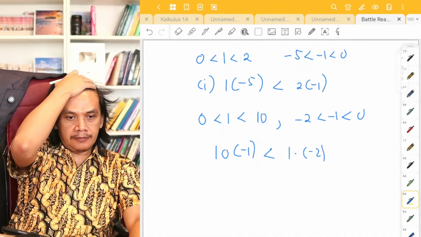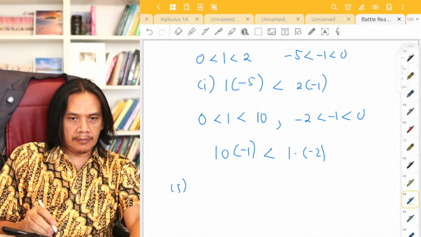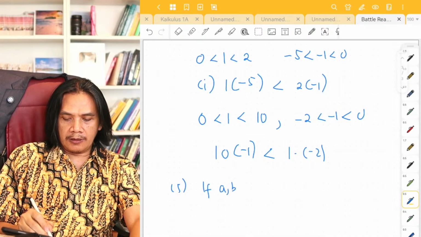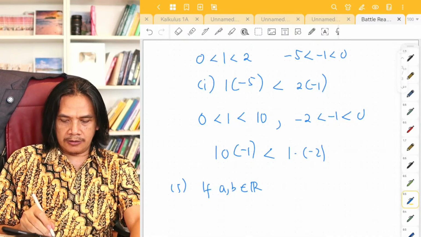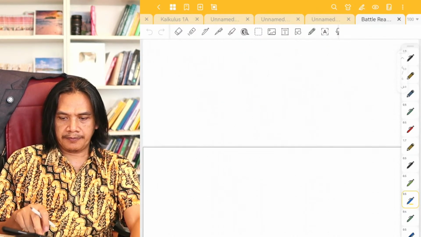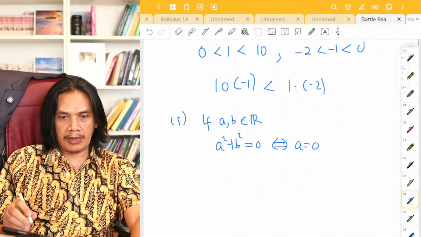Show that if A and B are real numbers, then A squared plus B squared equals 0 if and only if A equals 0 and B equals 0.